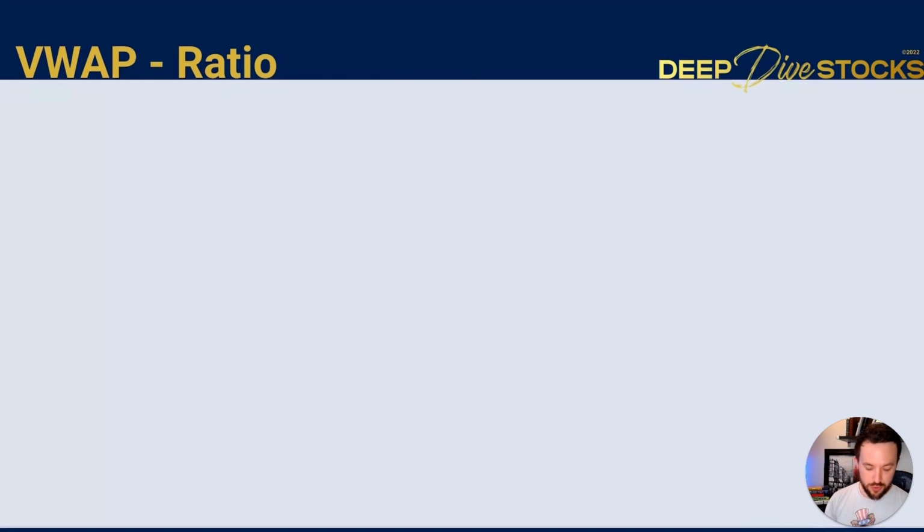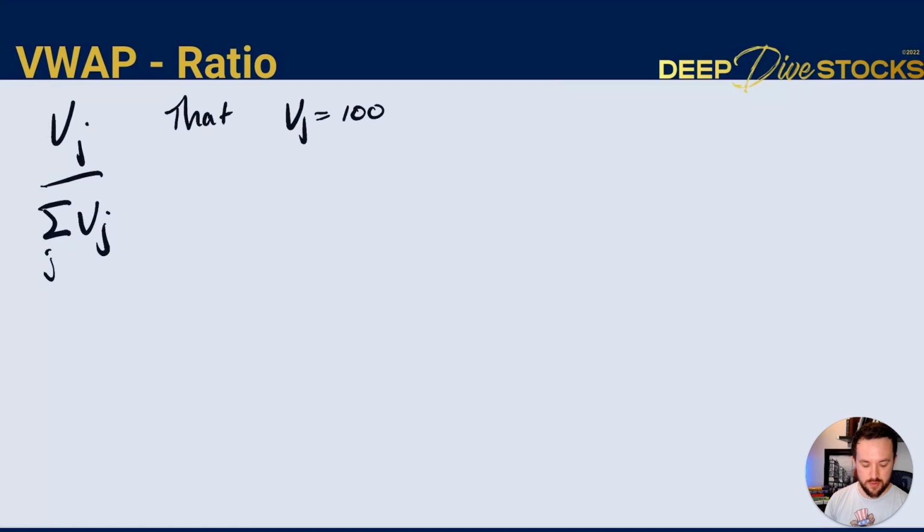Moving on, let's look at this liquidity measure. Let's suppose that VJ is equal to 100 and the sum of VJ is equal to 1100. And then let's look at a few examples.